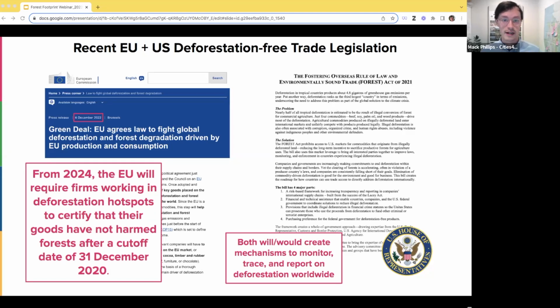This is a great initiative. We certainly laud that, but it's really not enough. And that's where tools like the forest footprint can be used by cities to really go the extra mile and influence positive change as well, especially forest positive change.